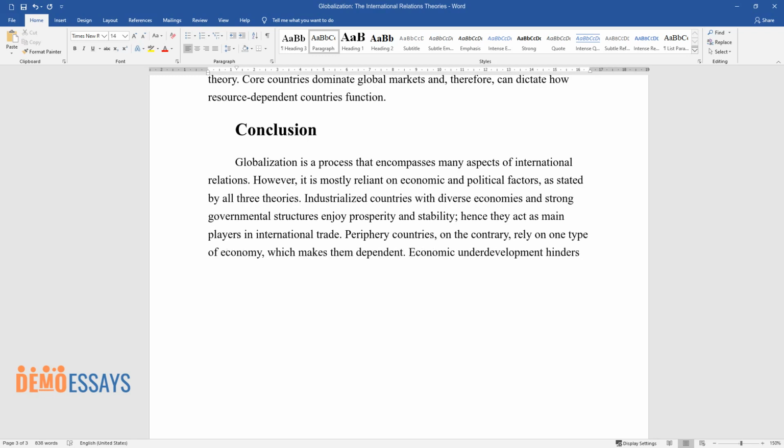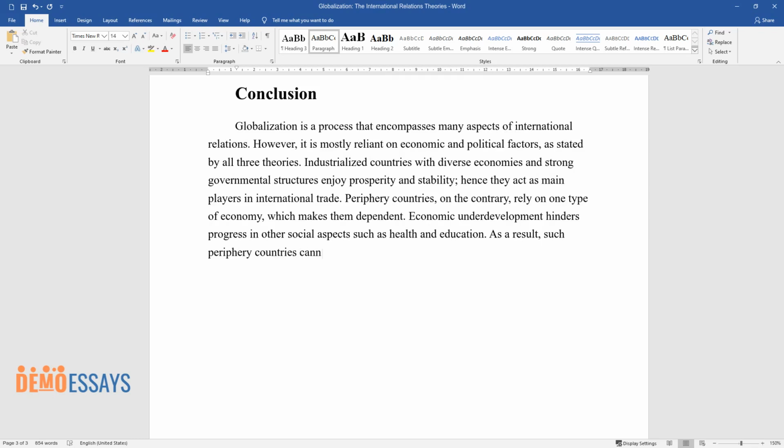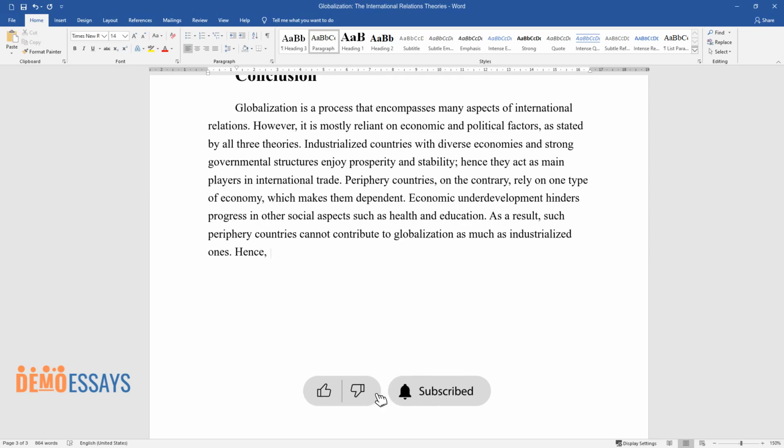Economic underdevelopment hinders progress in other social aspects such as health and education. As a result, such periphery countries cannot contribute to globalization as much as industrialized ones. Hence, the dependency theory represents the limitations that the globalization process has.